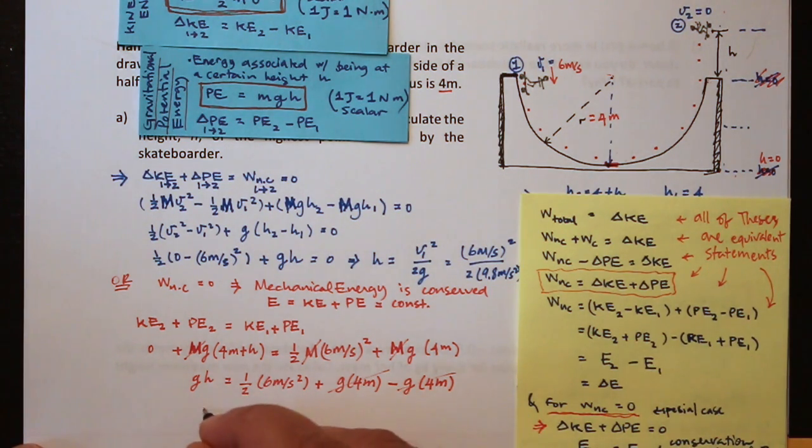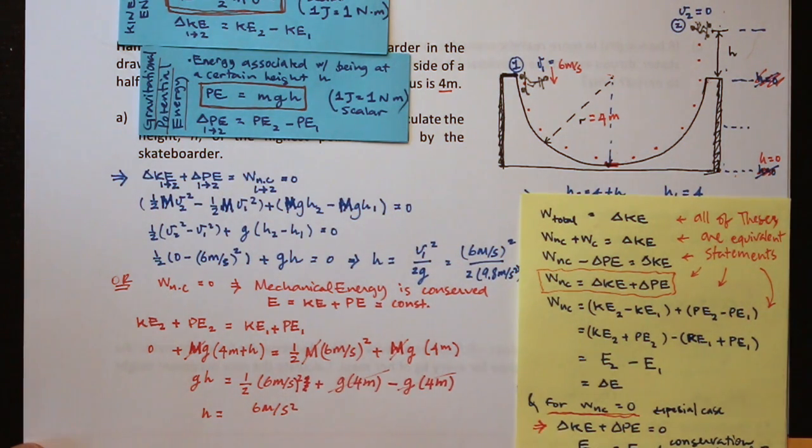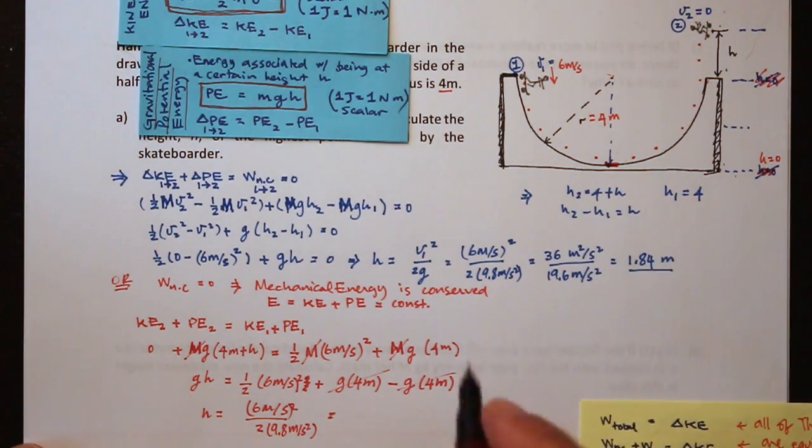And then what you get in the end is h is equal to 6 meters per second, sorry, it's all squared, 6 meters per second all squared, divided by 2 and g, which is 9.8 meters per second squared, which is exactly the same thing that we got from the other approach.